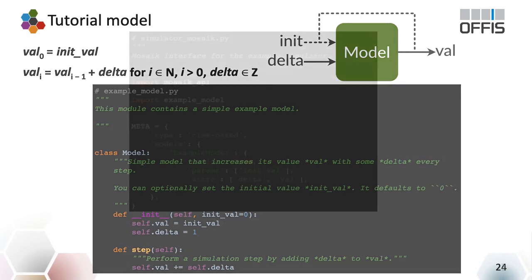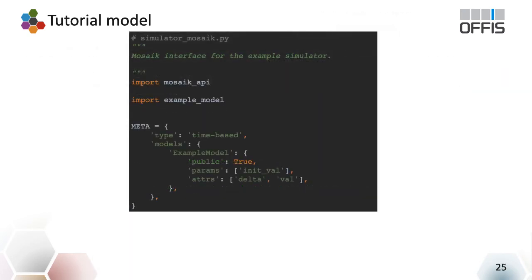So now when we want to connect this to Mosaik, we have to use the Mosaik API and import it, and we have to import the example model that I showed in the slide before. And we have this meta description, as already mentioned, and here we have this type time-based, so this is the classical Mosaik 2 type.